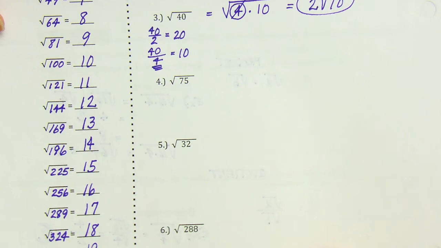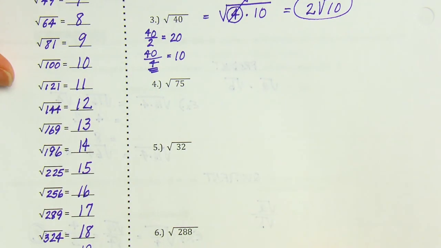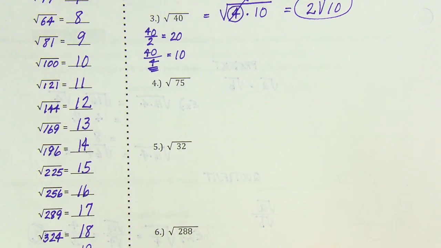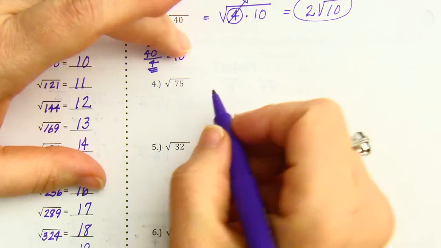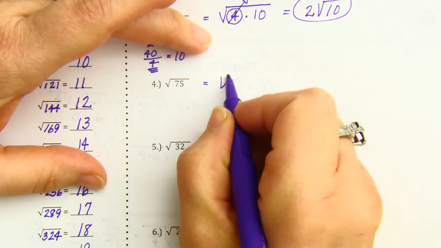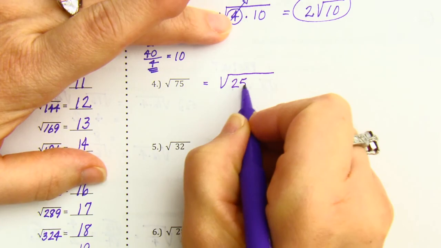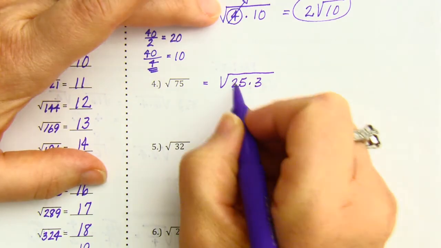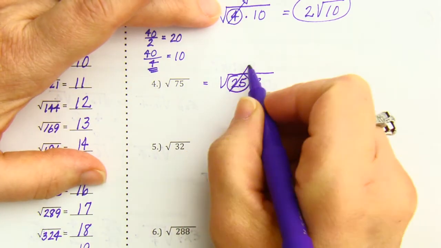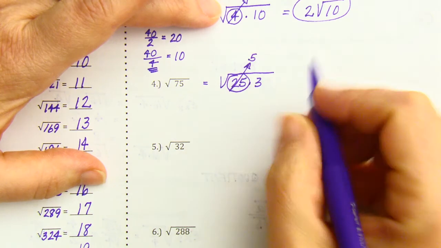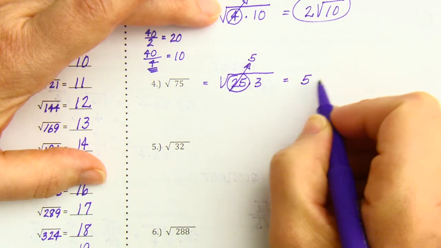75. Some numbers are easy to figure out what the square is, if they're small enough. I look at 75 and I see 25 divides it. I know it divides it 3 times. 25 is my square. It comes out as a 5. And so this simplifies as 5 times the square root of 3.